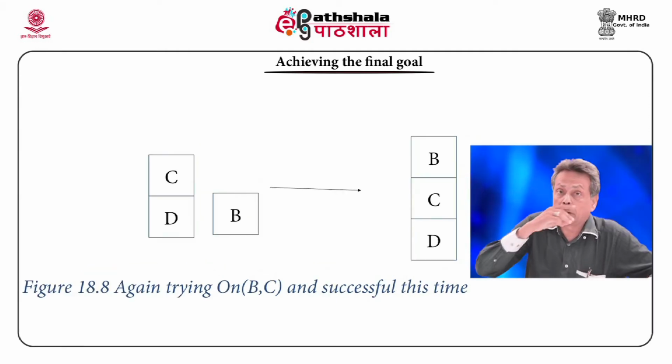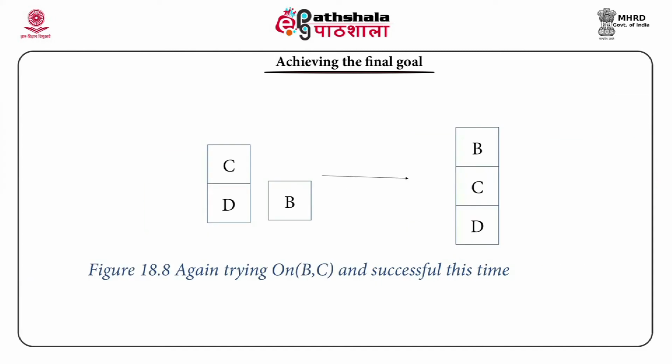But remember that B on top of C is to be undone twice, and C on top of D is to be undone once. So this is the problem with this part. Okay, what if we start with on CD first? So on CD is explained next.